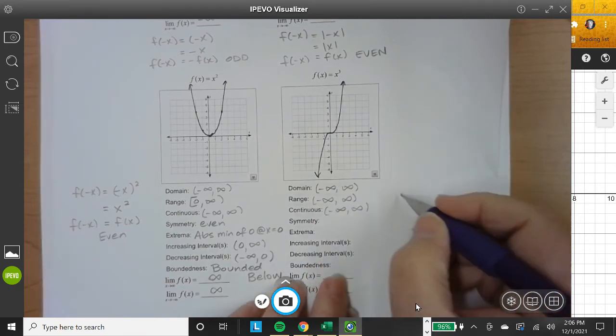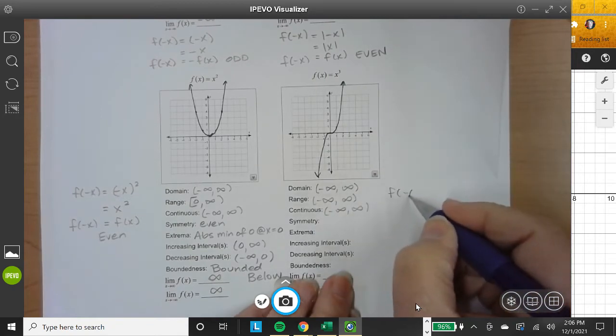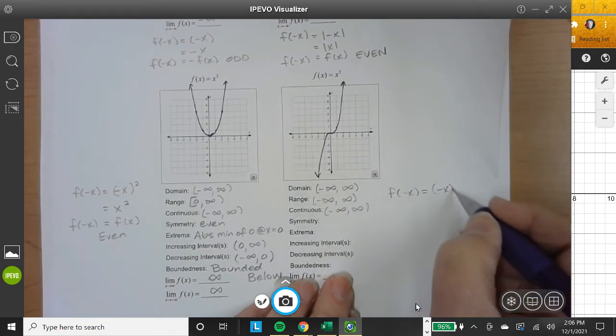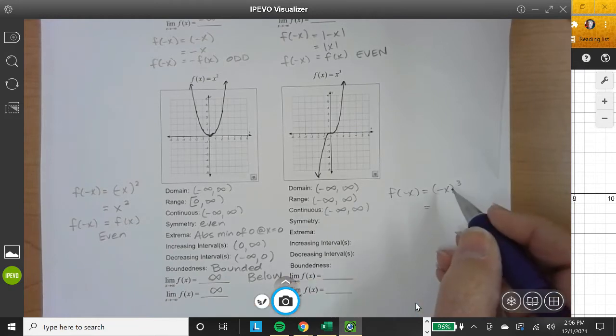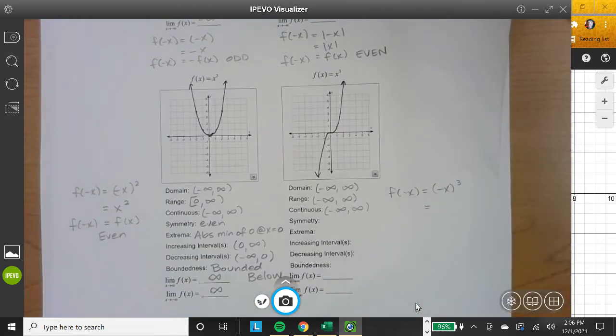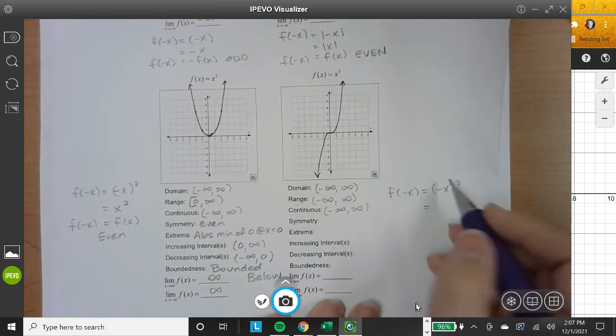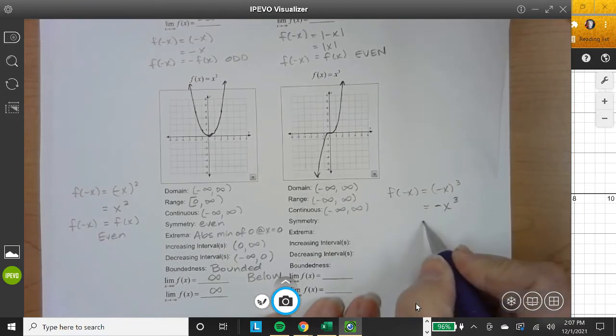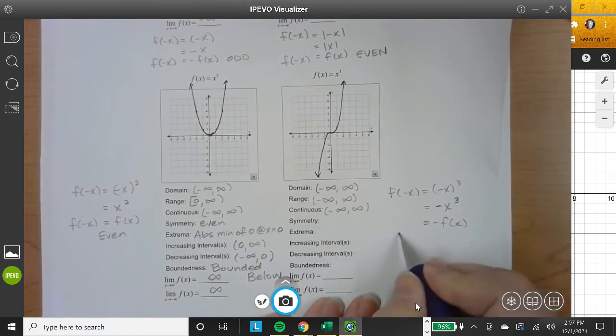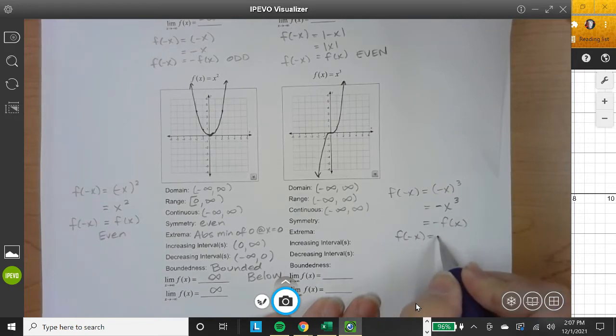Its symmetry. Let's do the proof for symmetry. That would be f of negative x equals negative x quantity cubed. And if I cube a negative number, I get negative x times negative x times negative x, which gives me negative x cubed, which is equal to negative f of x. So f of negative x equals negative f of x, which means I have an odd function.